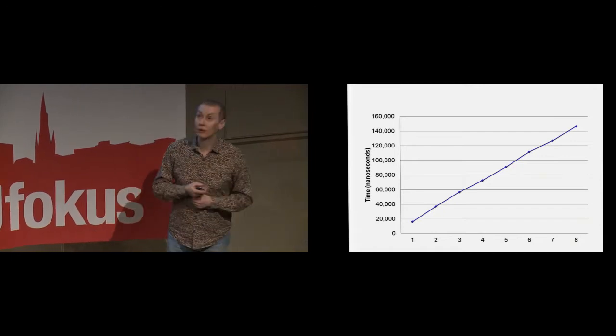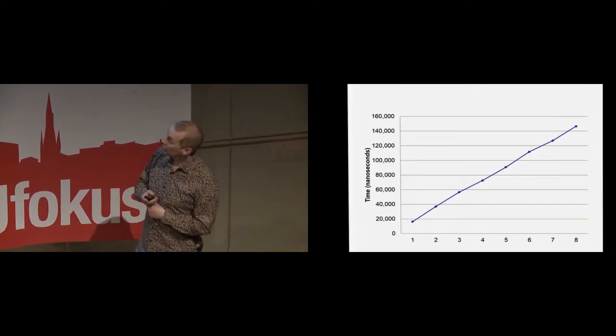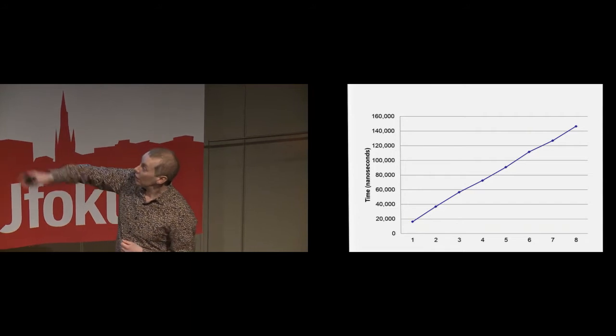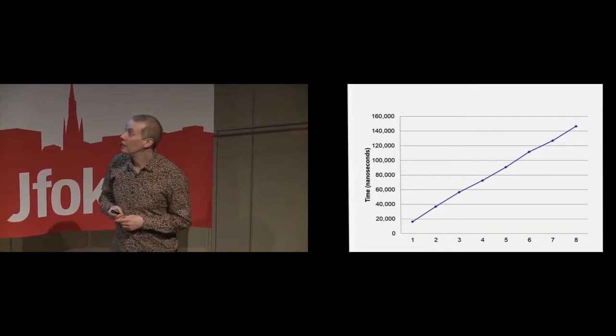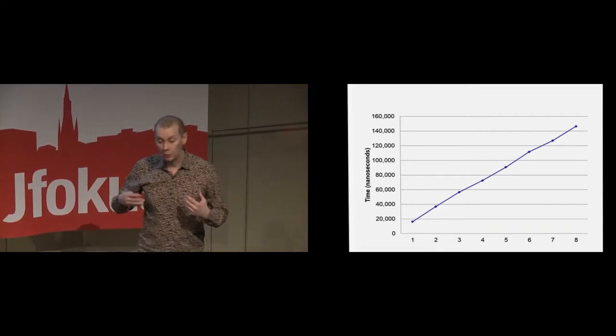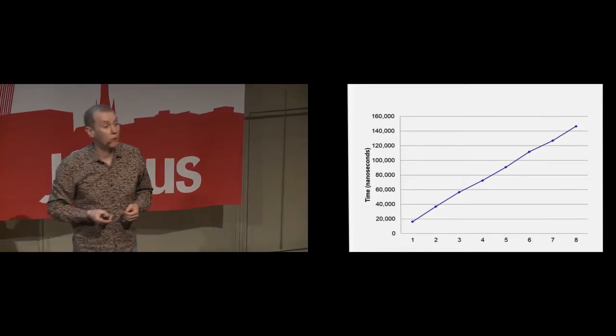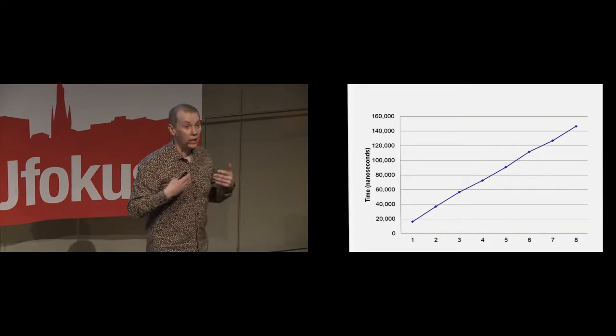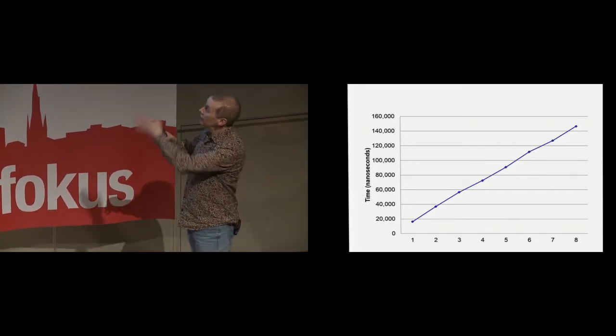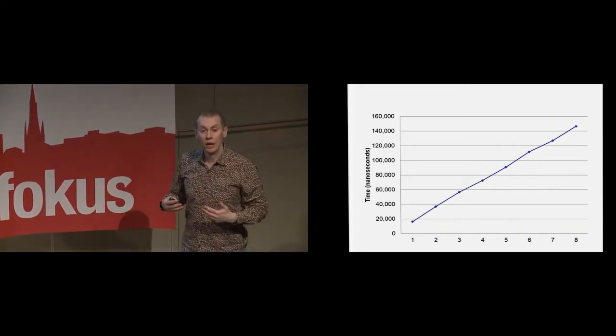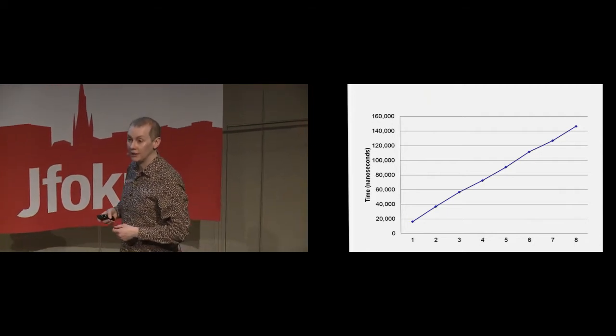Anyone know what that graph is likely to be? Now, what's on the axis? Over here, we've got time, and that is in nanoseconds to complete a job. On this axis, I've got numbers of threads. And as I increase the number of threads, this is going up. Something's taking longer to happen with the number of threads that's going on.